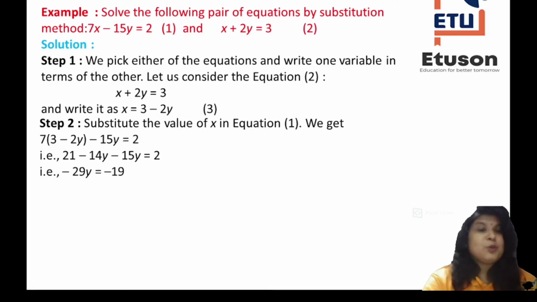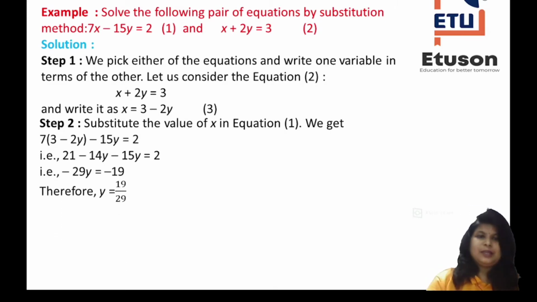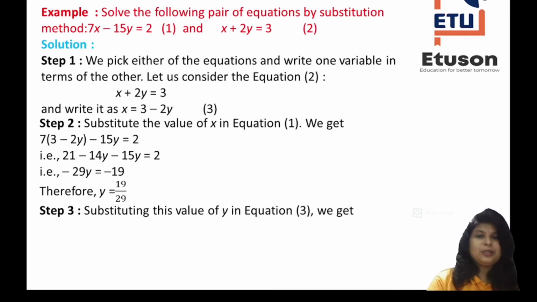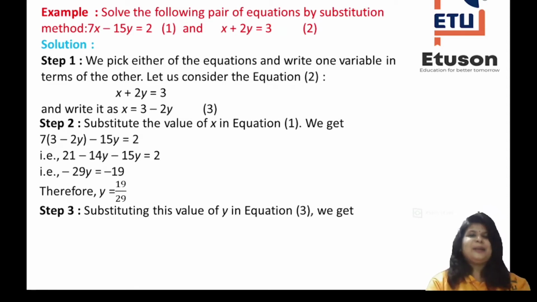Correct, children? So what will be the value of y then? You will get y is equal to 19 divided by 29. Correct or not? Now you have already got the y value. So you substitute the y value in the equation and you will find the x value. So we will substitute this value of y in equation 3. What is equation 3? That is x is equal to 3 minus 2y. Right? What is the y value? Just now we have obtained, that is 19 divided by 29.